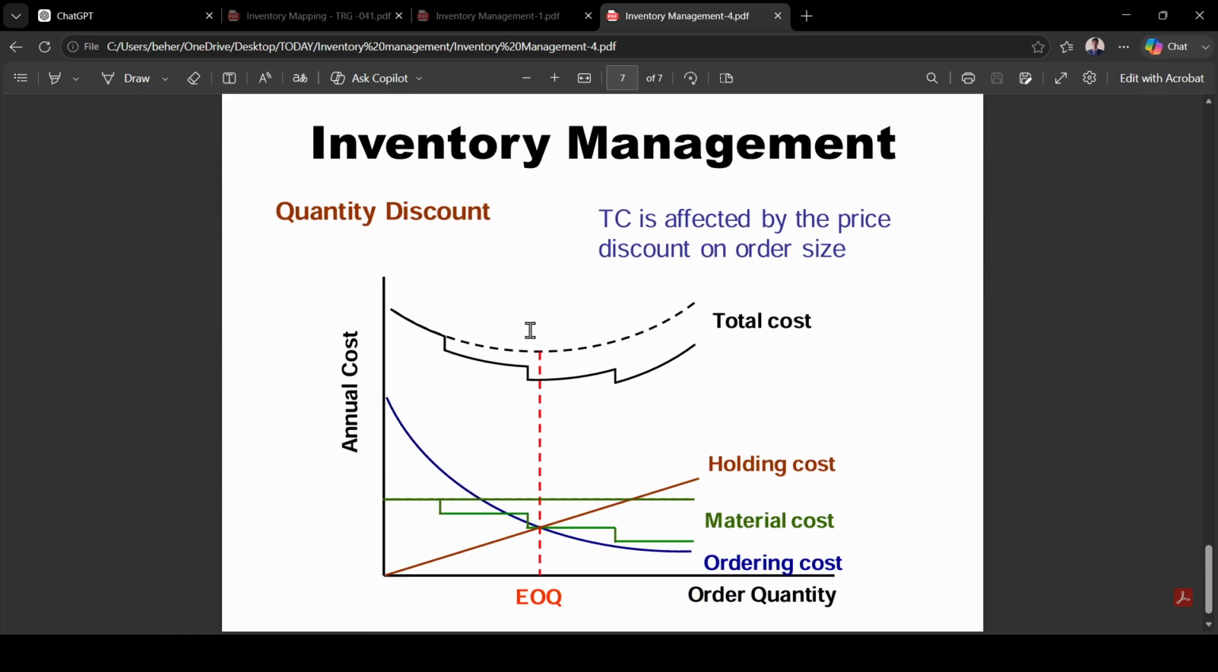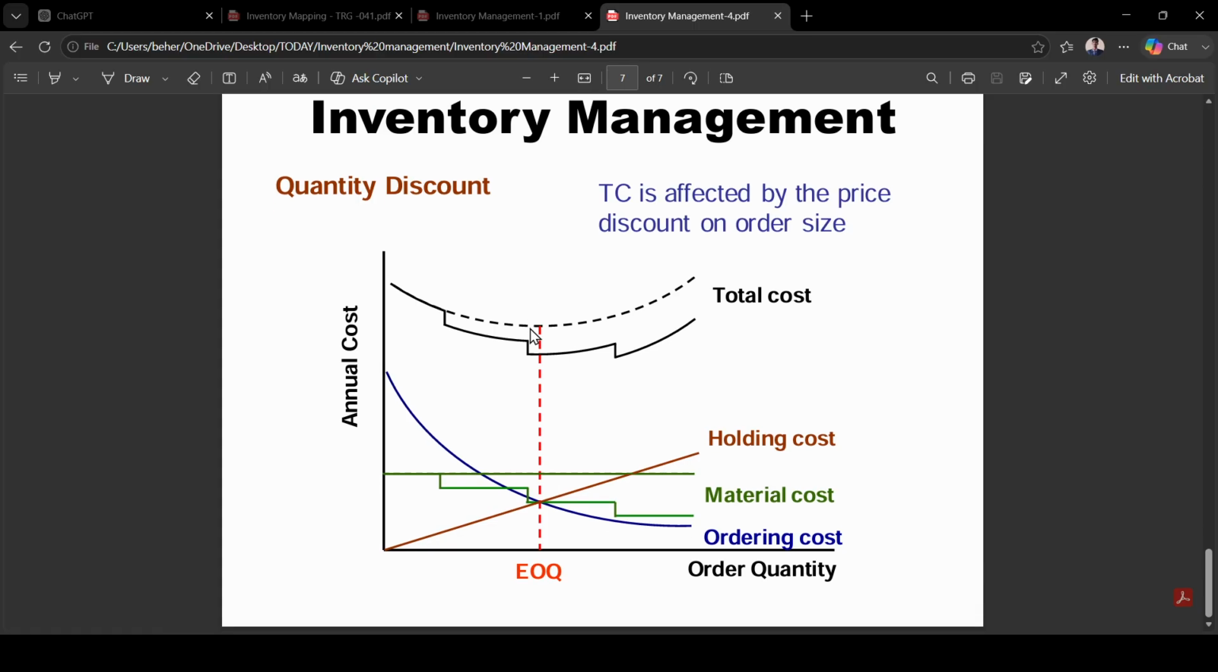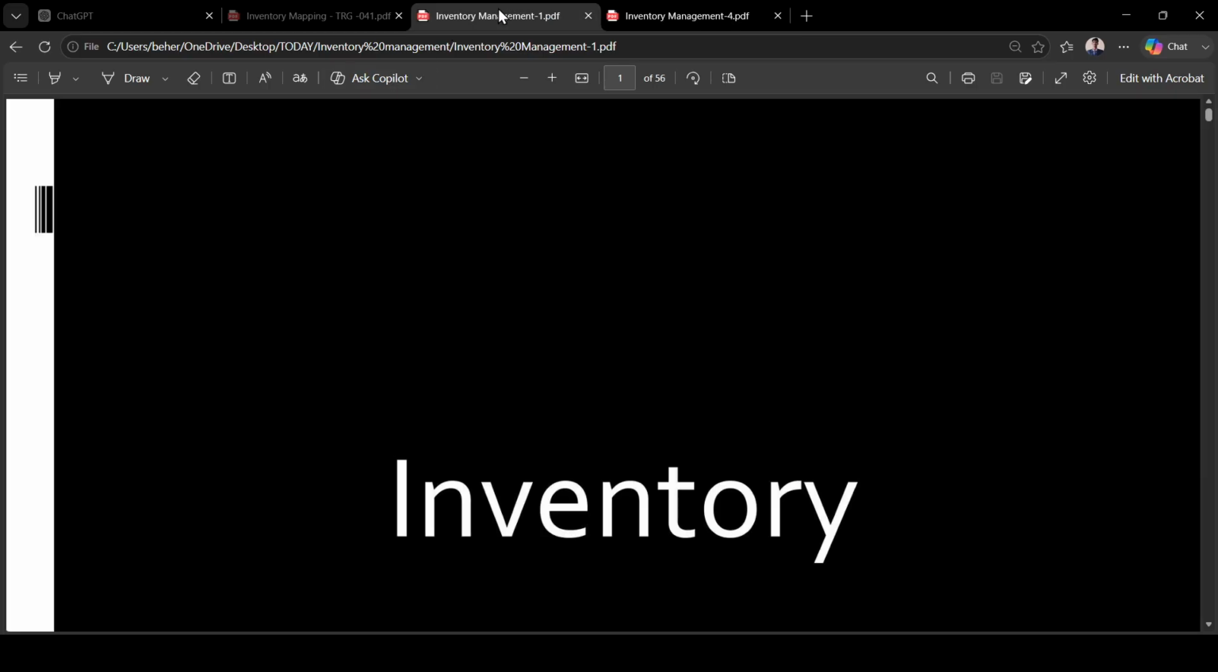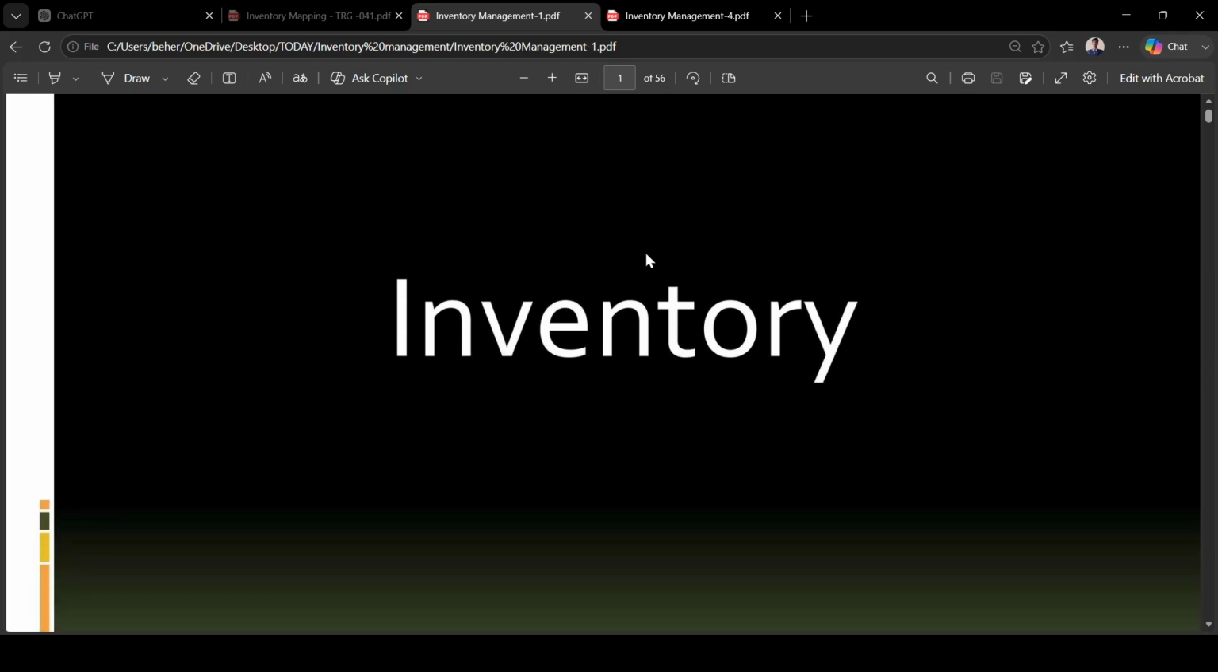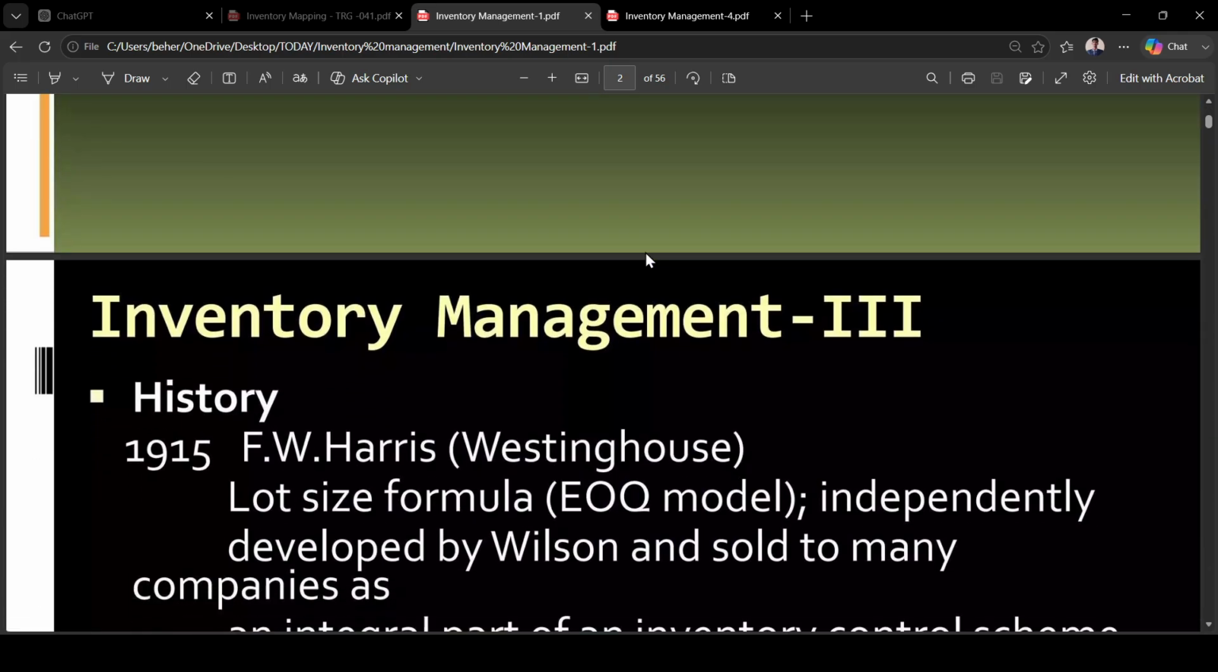Inventory management: quantity discount, where total cost is affected by the price discount on order size. The total cost includes holding cost, material cost, and ordering cost, shown against order quantity and annual cost. This is my part two video, and in part three I will explain inventory management.